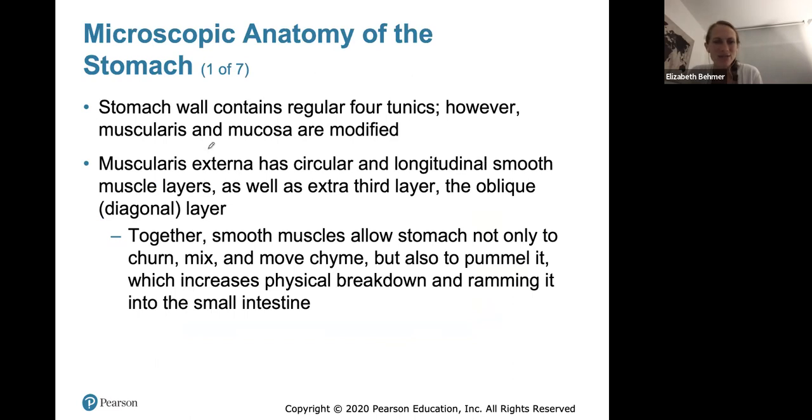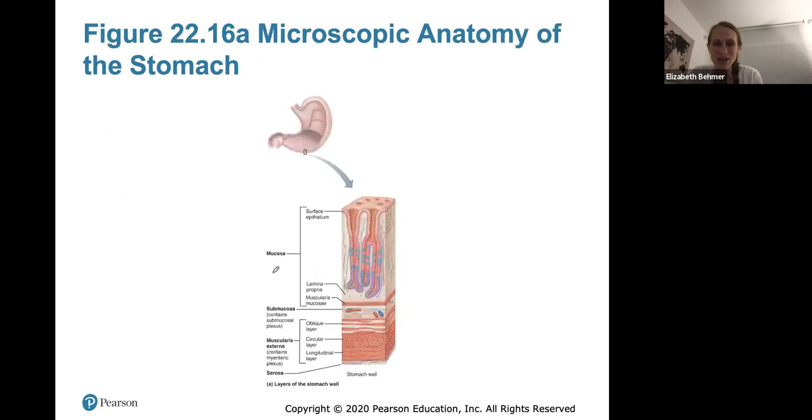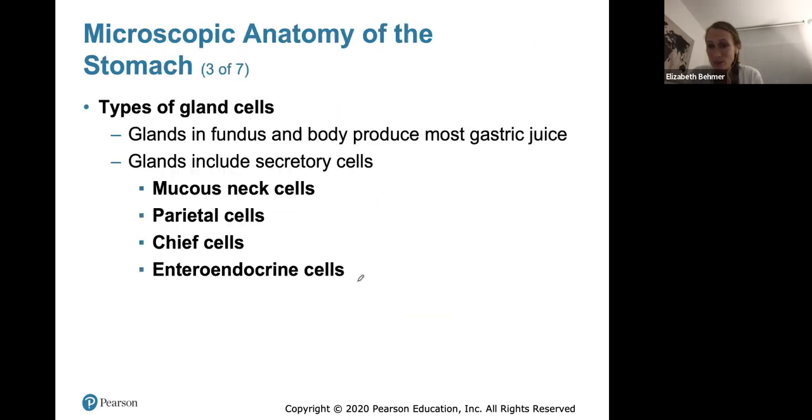All right, so basically this is where we get a function of the stomach. So the stomach has smooth muscles that not only allow it to churn, mix, and move the chyme, but also to pummel it, which increases physical breakdown and kind of ramming it into the small intestine. The mucosal layer is interesting because it's dotted with what we call gastric pits, which lead into gastric glands. And gastric glands produce a specific type of gastric juice for the stomach. And this is a look at the epithelium of the stomach, and you kind of see these gastric pits, and they're lined with specific types of cells that we're going to go over.